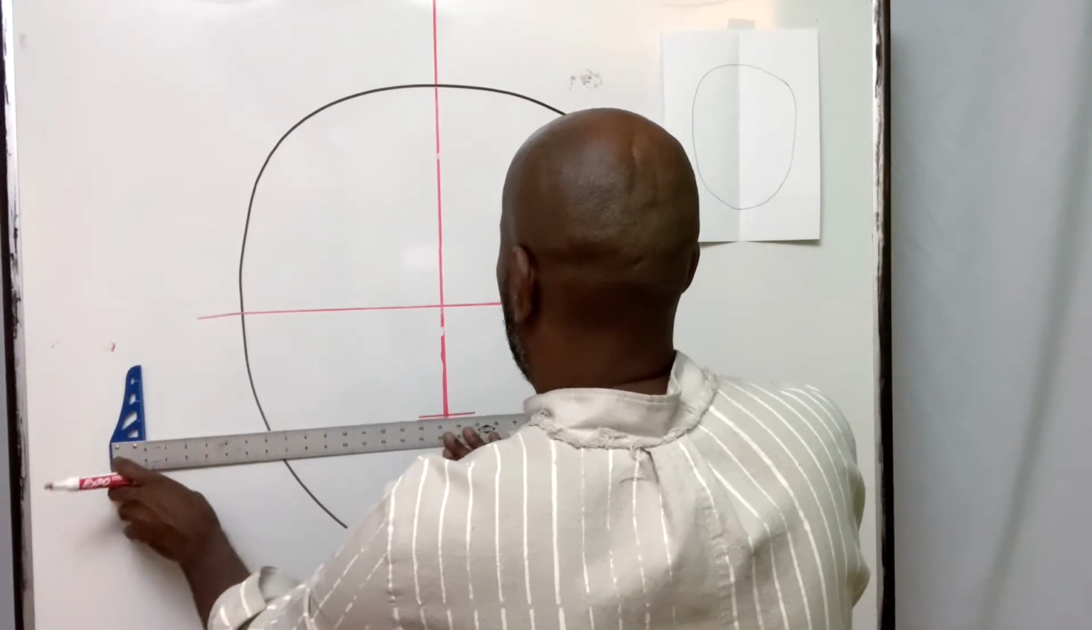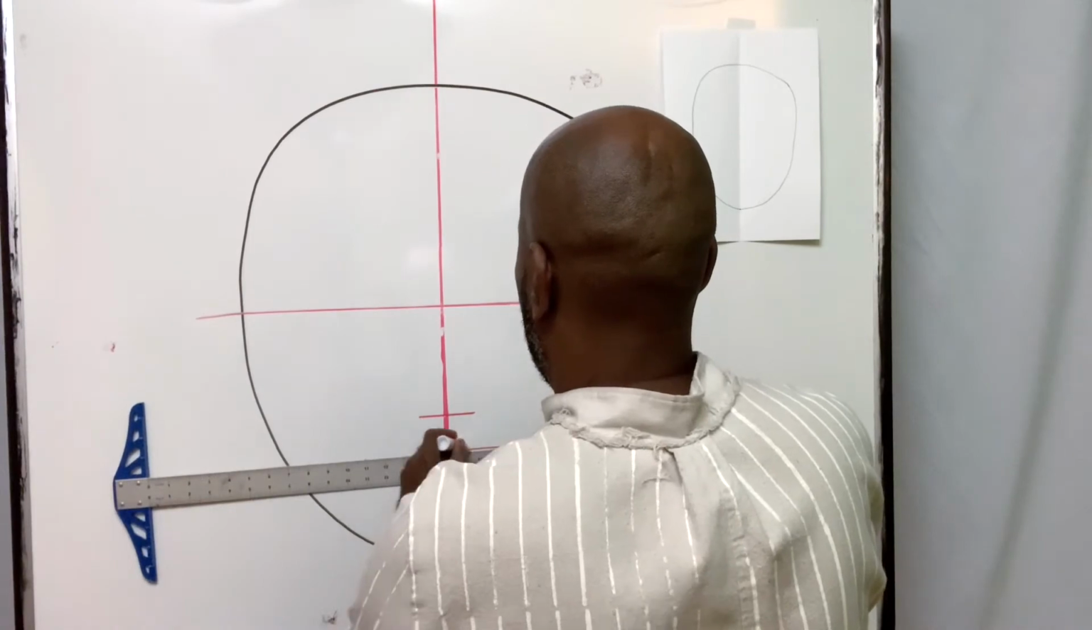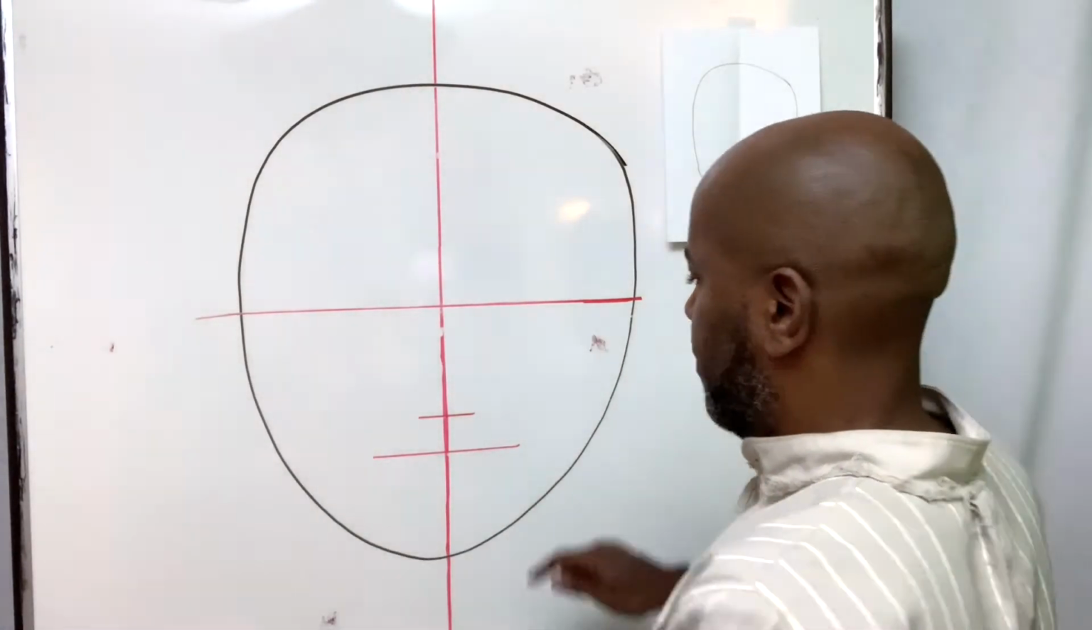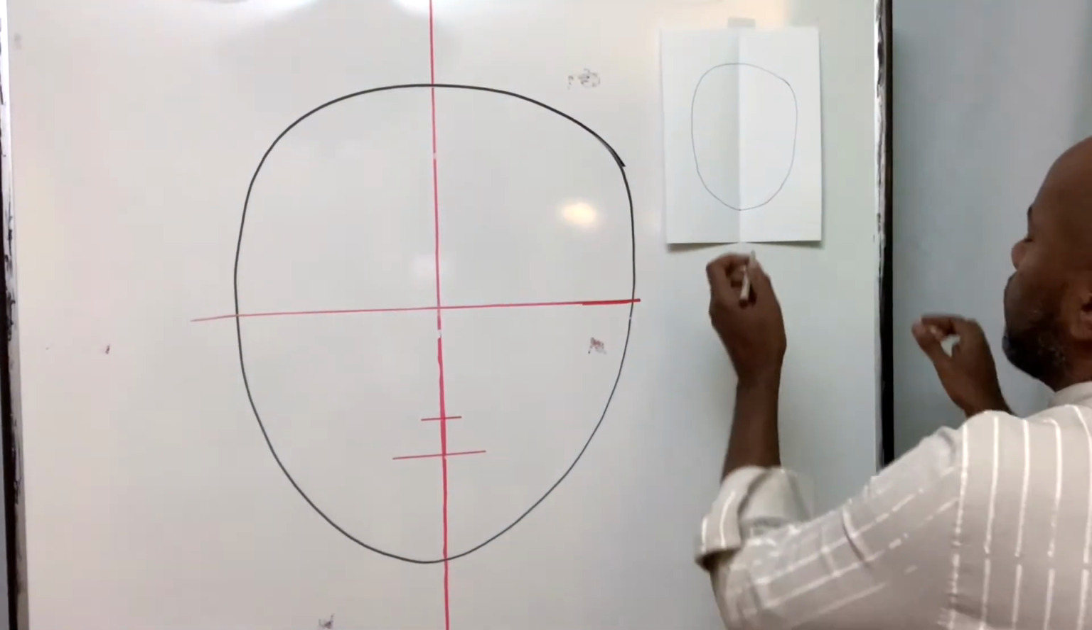Now let's place the other 2 guidelines, one for the nose and one for the mouth. Notice how the guideline for the nose is really small and the guideline for the mouth is just a little longer.